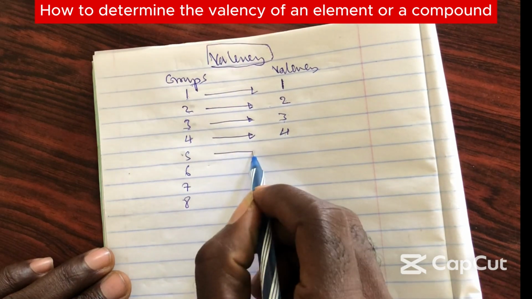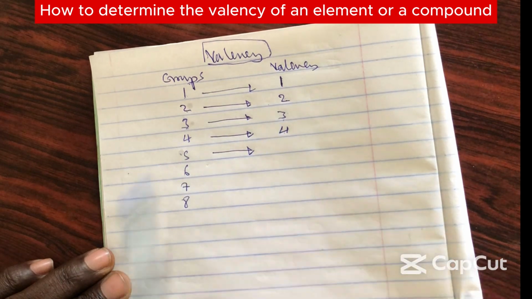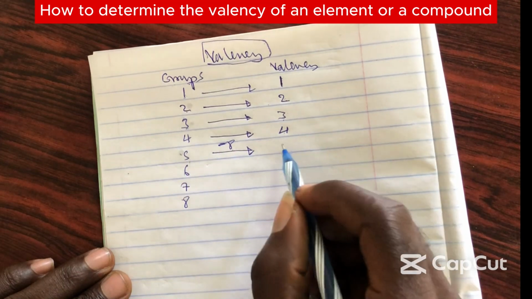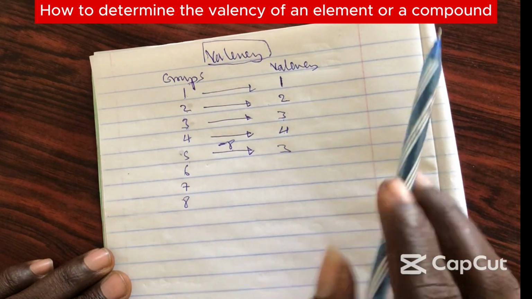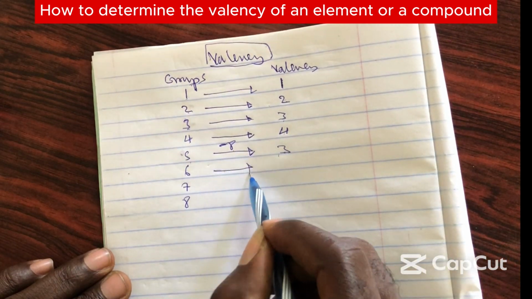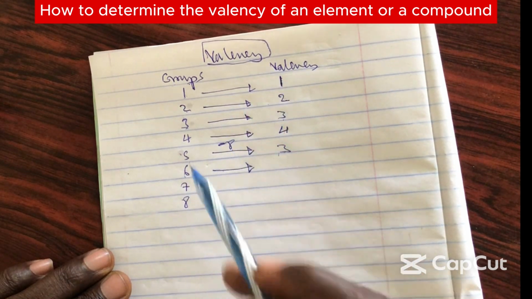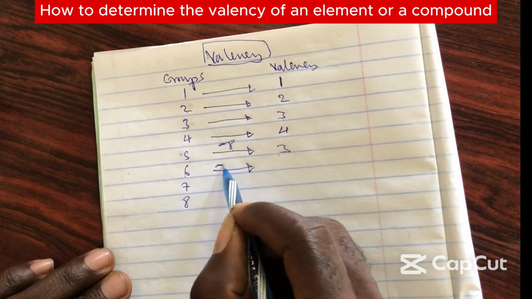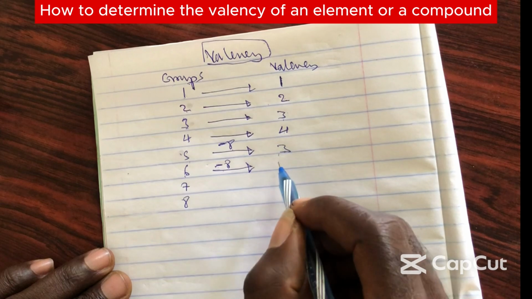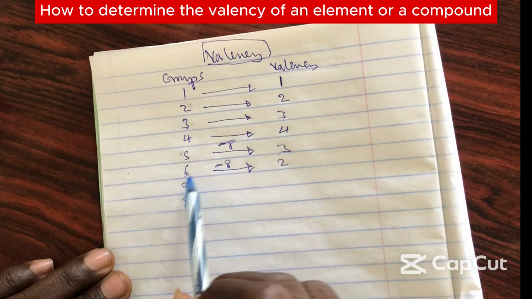All the elements in group 5 have 5 electrons in their outermost shell. So we subtract it from 8. 5 minus 8 gives us 3, which means all the elements in group 5 have a valency of 3. Again, all the elements in group 6 have 6 electrons in the outermost shell, so we subtract from 8. 6 minus 8 is 2, so the valency of the elements in group 6 is 2.